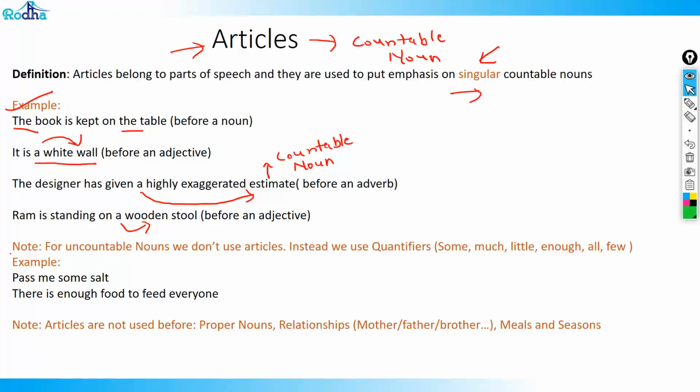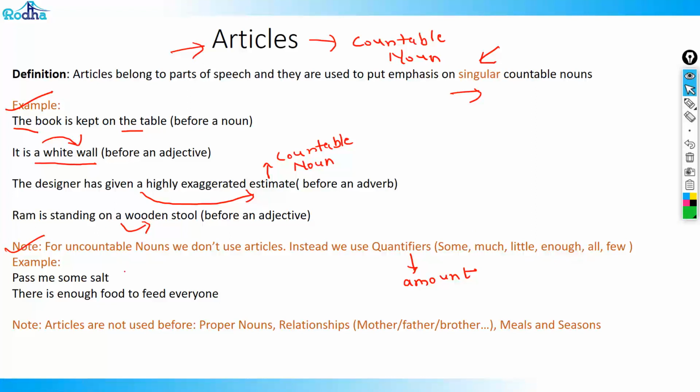Typically for non-countables, as I've told you, we don't use articles. Instead we use quantifiers. Now quantifiers are basically elements which emphasize the amount rather than anything which is concrete. So it is the amount that is being emphasized through quantifiers. Some examples of quantifiers are words like some, much, little, enough, all, few, and so on.